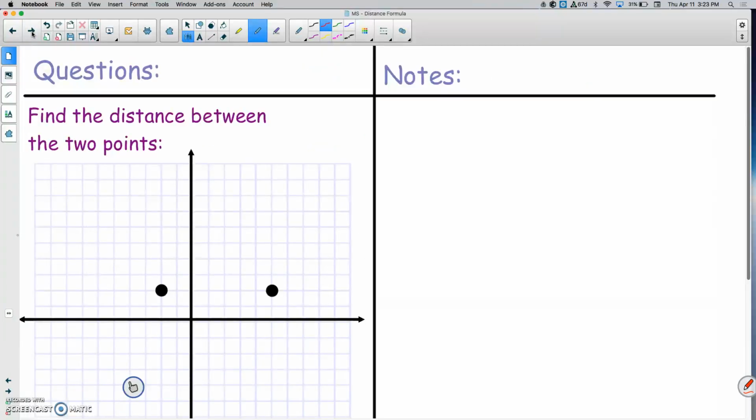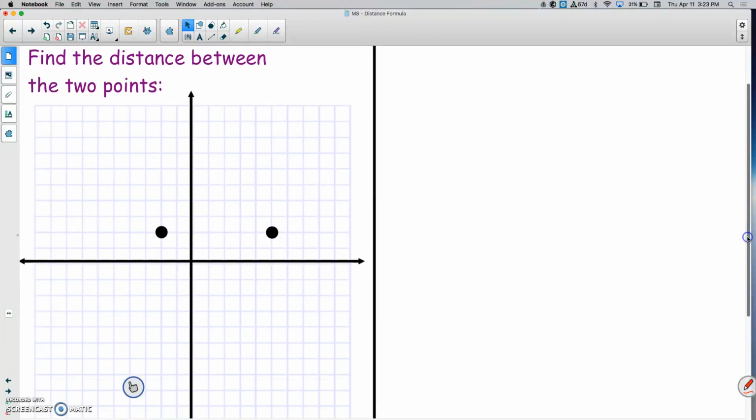Now we're going to shift to graphs. If you are looking at a graph, I do not typically recommend using the distance formula. I instead want you to recognize that if the dots lie on a horizontal or vertical line, you can count the distance. And if they lie on a diagonal line, you could use the Pythagorean Theorem. And it's quicker than using the distance formula.